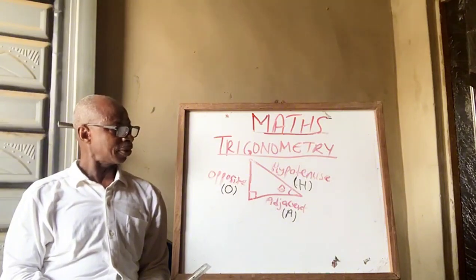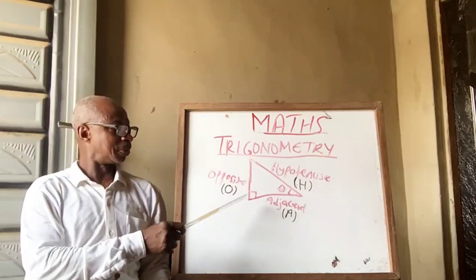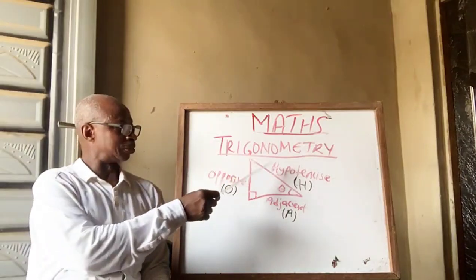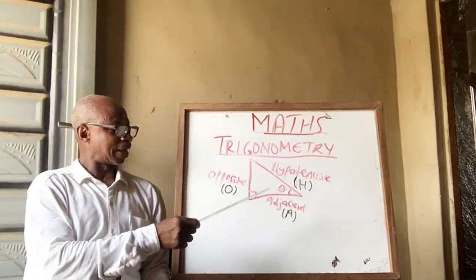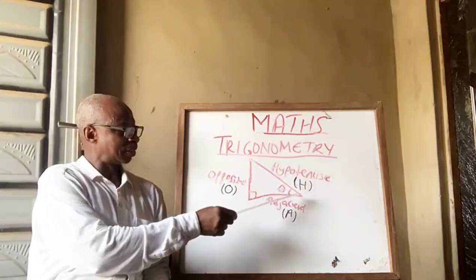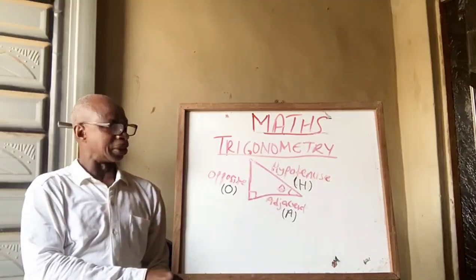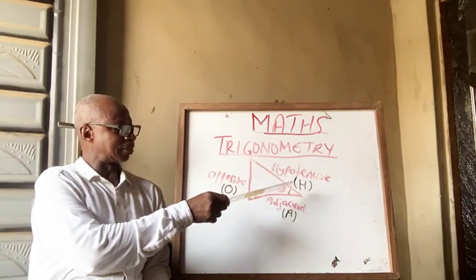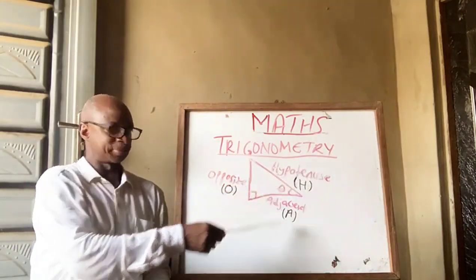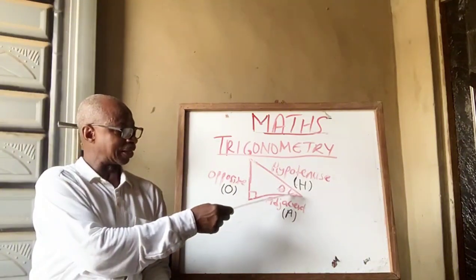So, for what you have on the board for this triangle, which is a right angle triangle, we have three sides: 1, 2, 3. And of these three sides, you have the longest side here, and then the remaining two sides. The longest side there is called the hypotenuse side, and then the remaining two, where you have the angle theta here.